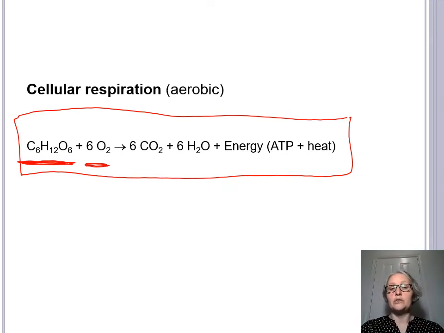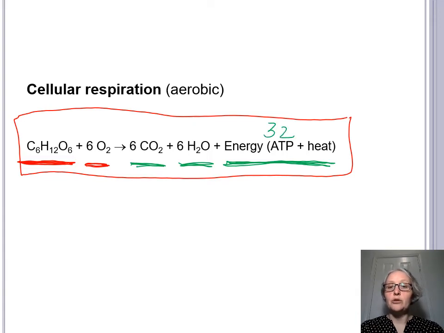Those 3 outputs include carbon dioxide, right? What we breathe out. Water, imagine needing to go to the bathroom really bad. And then more importantly, we make energy in the form of ATP and heat. We're going to make about 32 ATP molecules for each one glucose molecule.